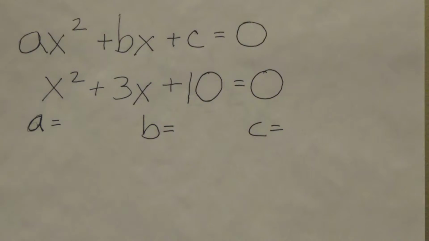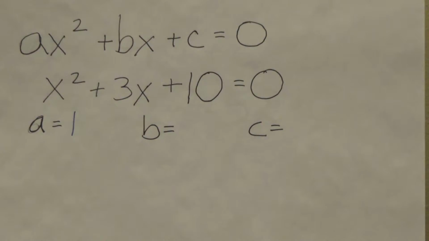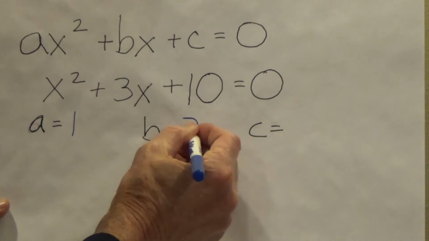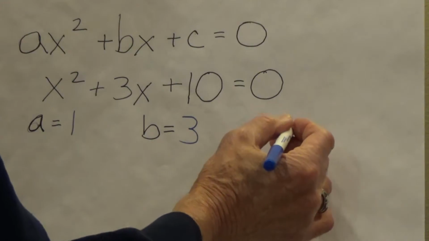A is the coefficient of x squared. So what is A in this case? The coefficient of x squared is 1, understood. If there is no coefficient written, the coefficient is 1. So what is B? The coefficient of x is 3, and C is the constant term, and the constant term here is 10.